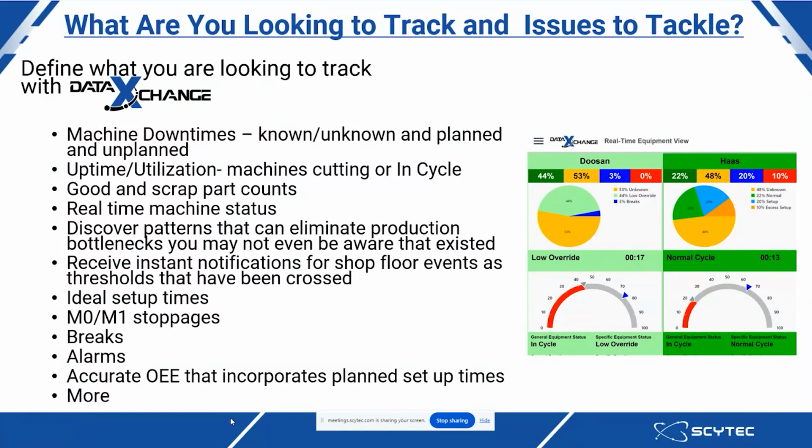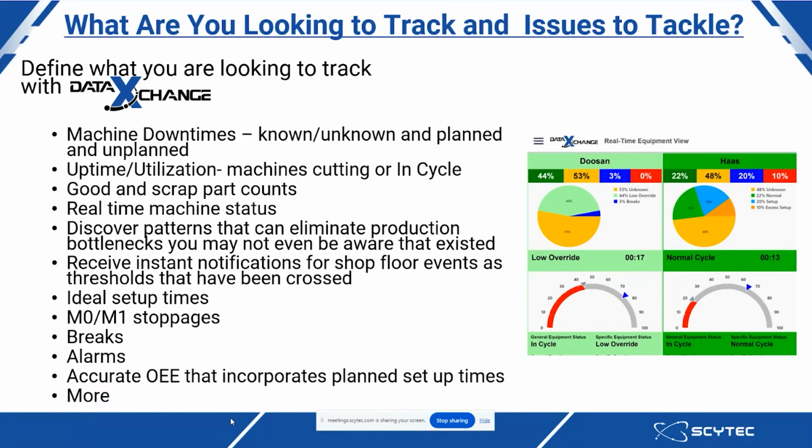Now, that Doosan has been in a low override for 17 minutes. And next to that, that Haas machine has been in a normal cycle, meaning that it's been cutting for 13 minutes. And these are just some of the things that you can show and track with DataXchange. But to run through a list of some of the things that you're able to track to help tackle some of the issues that you guys are experiencing out on your shop floors.